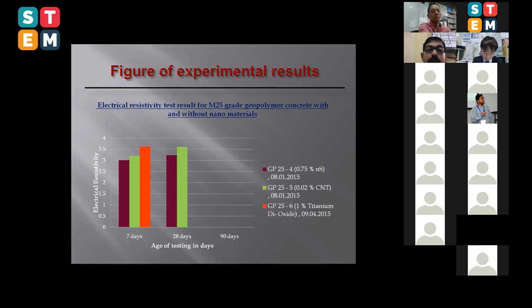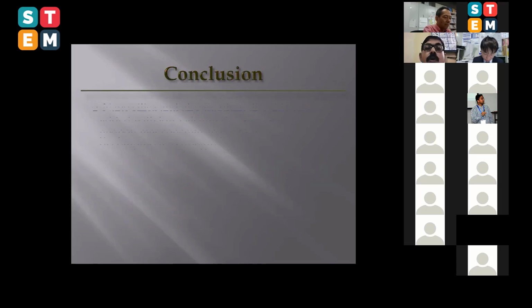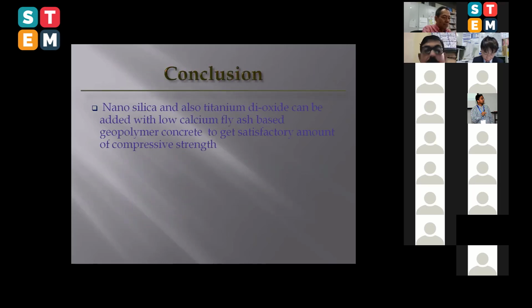So we have found that with the incorporation of nano titanium oxide, electrical resistivity is increased. Electrical resistivity increasing means the possibility of corrosion will be less. Even with respect to reference concrete, if we incorporate the nanomaterials, electrical resistivity is definitely increased. So this indirectly will increase the durability.